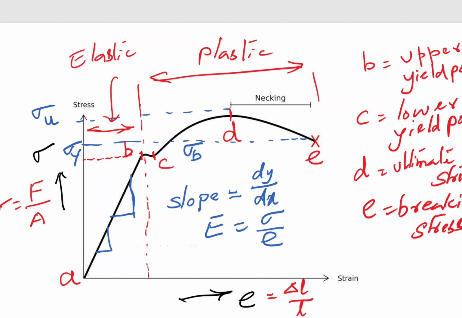This we call as what? This we call as Hooke's law. What does Hooke's law state? Hooke's law states that the stress is proportional to strain. Okay. This is what we say.